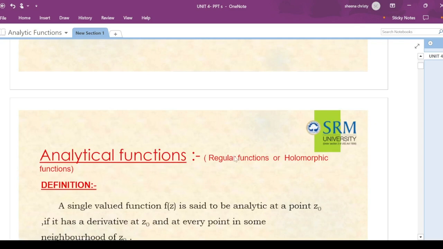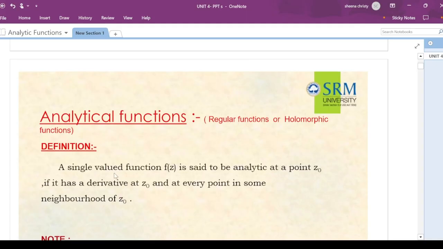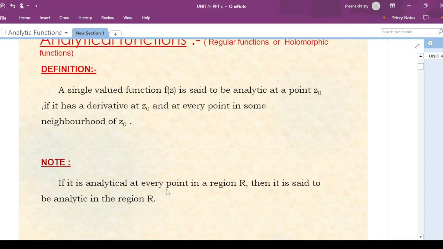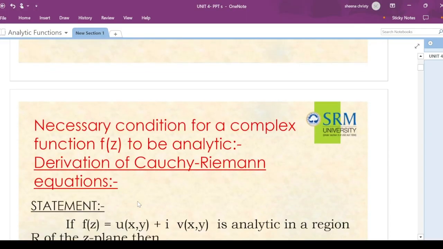An analytic function, also named as regular function or holomorphic function, is defined as a single valued function which is analytic at a point z0 if it has a derivative at the point z0 and at every point in some neighborhood of z0. Note, if it is analytic at every point in a region R, then it is said to be analytic in that corresponding region R. The necessary and sufficient condition for a complex function f of z to be analytic.